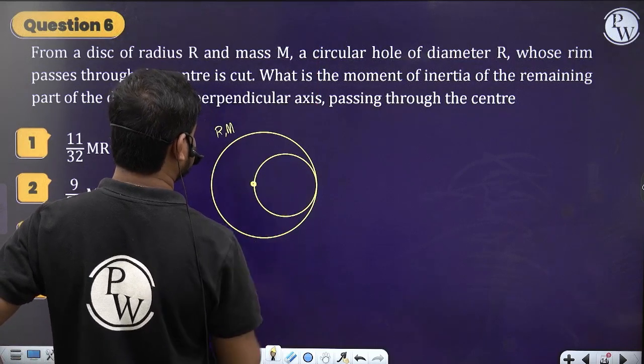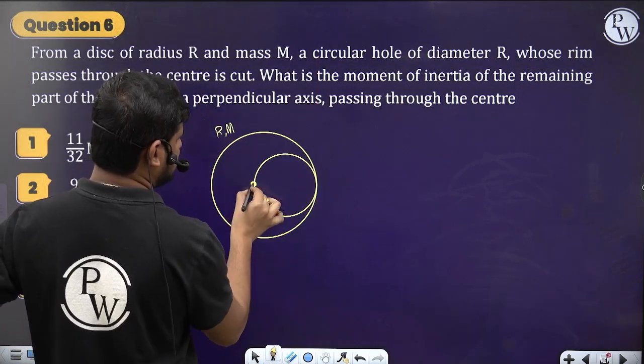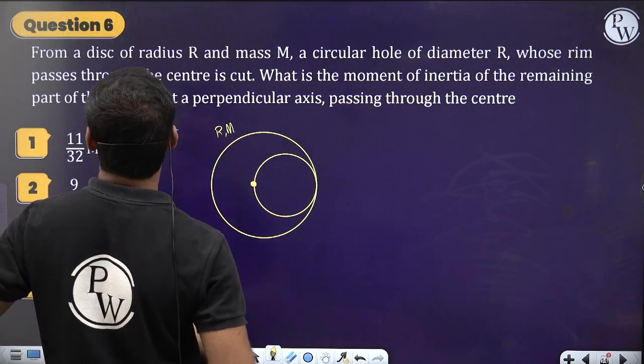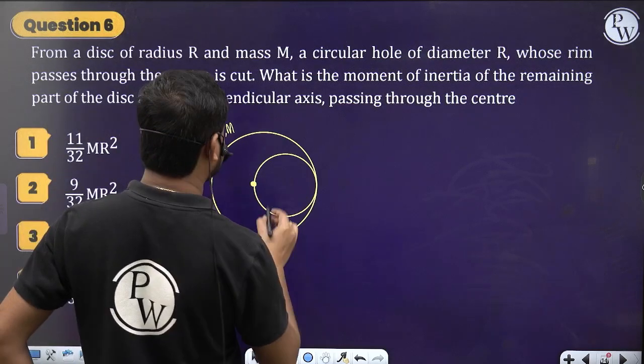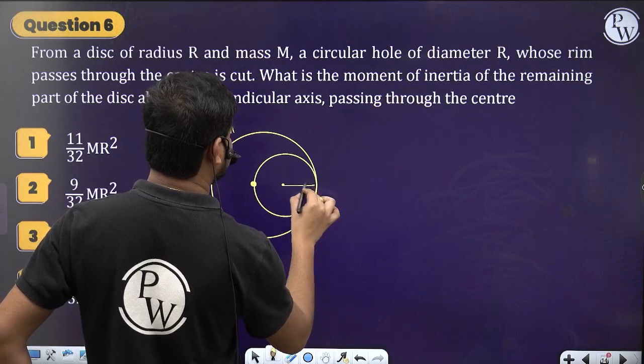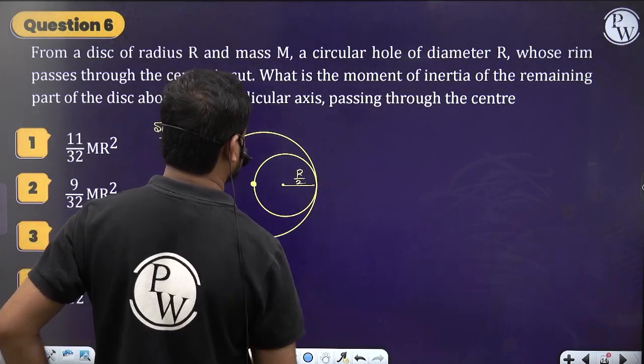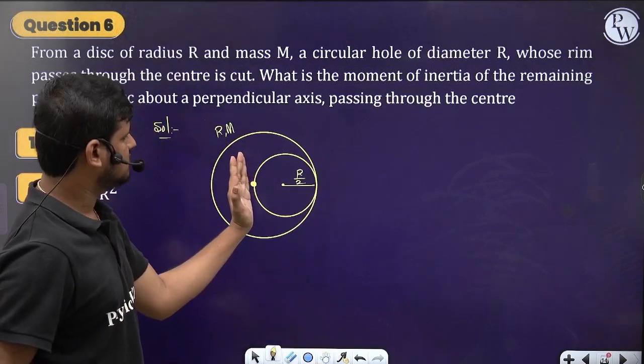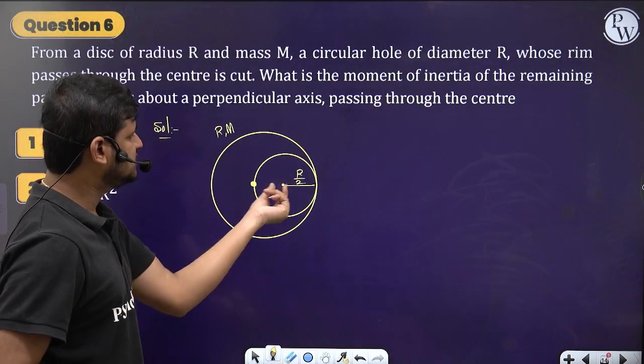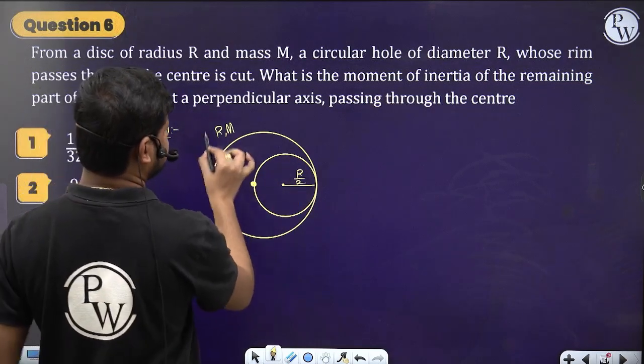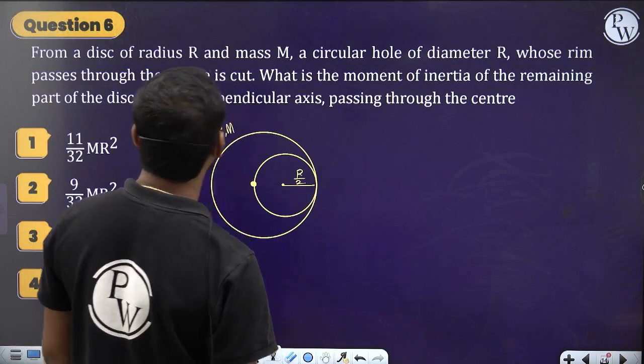Let's suppose this is the center of the whole circle. Then the rim passes through the center, and the diameter of the removed portion is R, so its radius will be R by 2. And this whole thing is capital R and capital M.